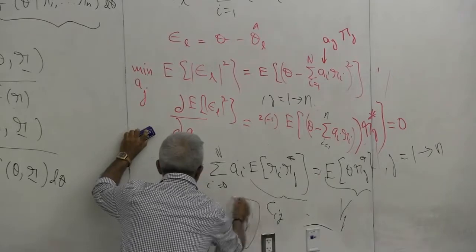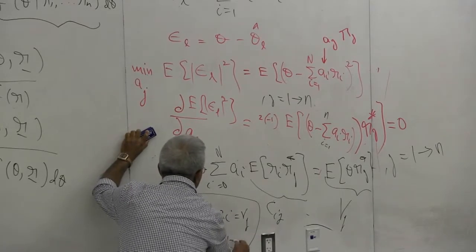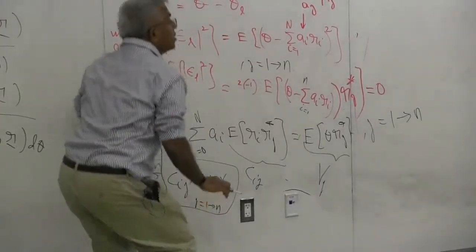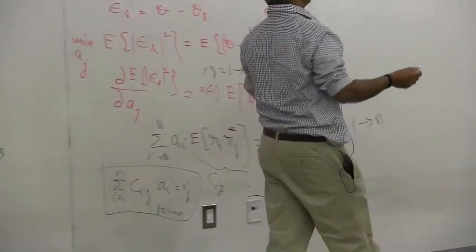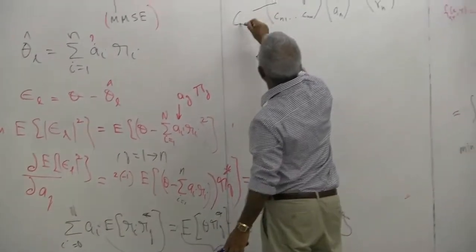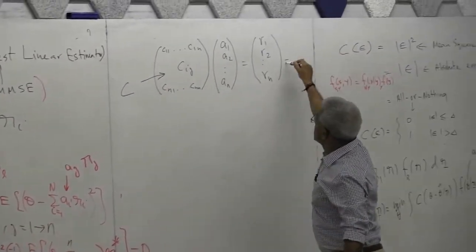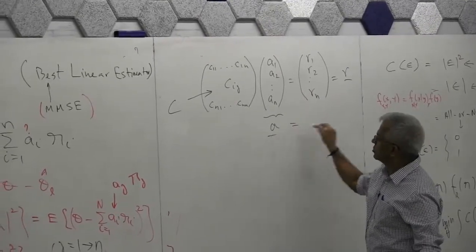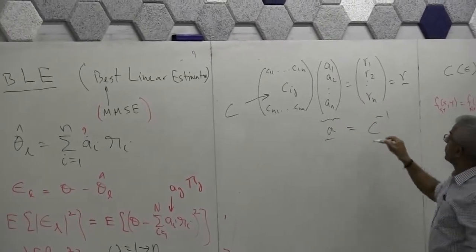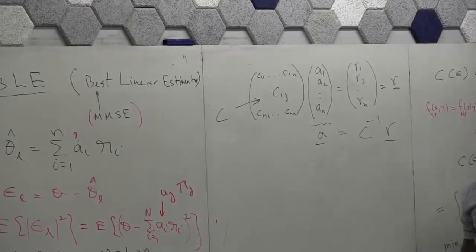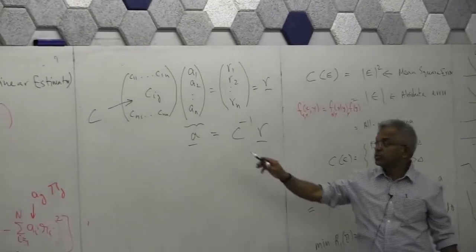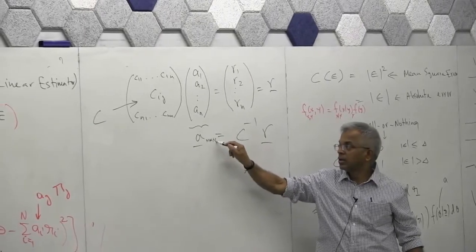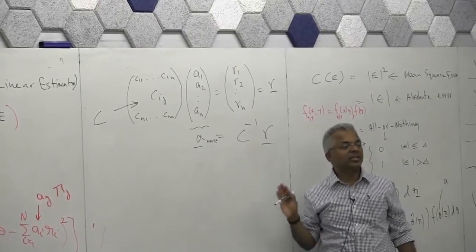But j goes from 1 through n, right? And that's what I wrote there. So that's a matrix equation. Of course, you don't have to write it that way, but if you write it as a matrix equation and you call this gamma and this an A vector, then of course you can solve for A, if C is invertible. And so this A is your optimum MMSE coefficients, except this is the linear case.